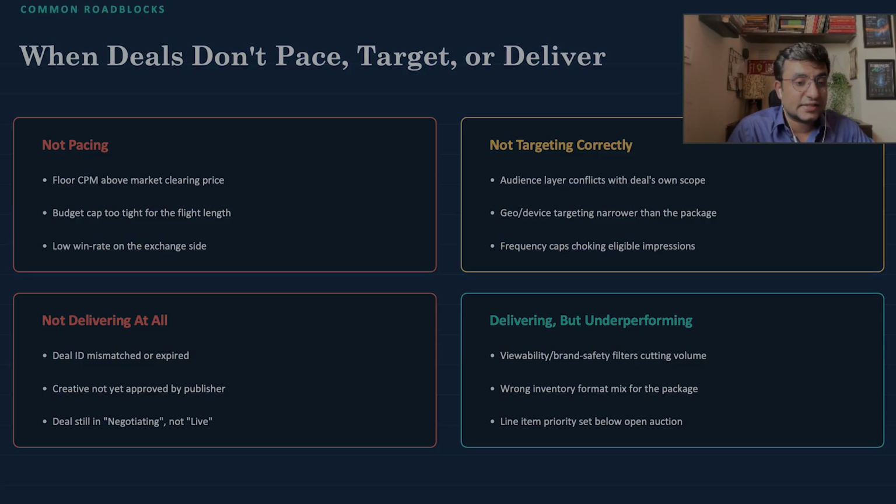Then, if the deal is still negotiating, it's not live. You can check that in status at partner level negotiations. Then, if the deal is delivering but it's underperforming, what would you do?